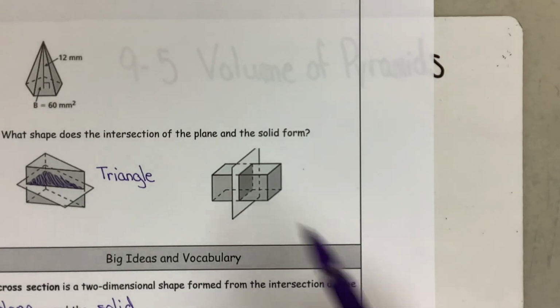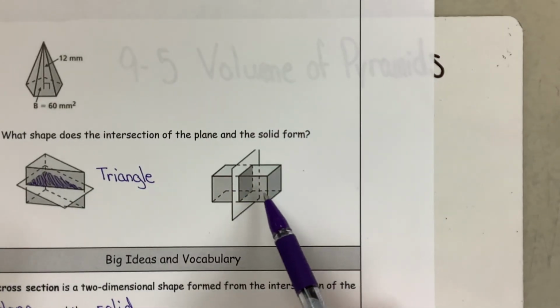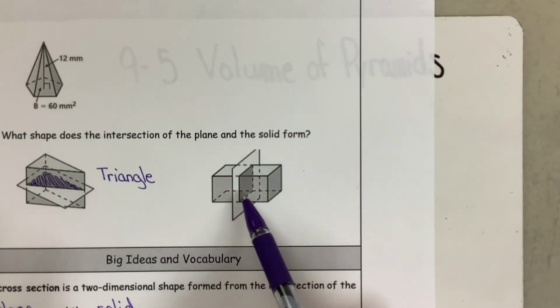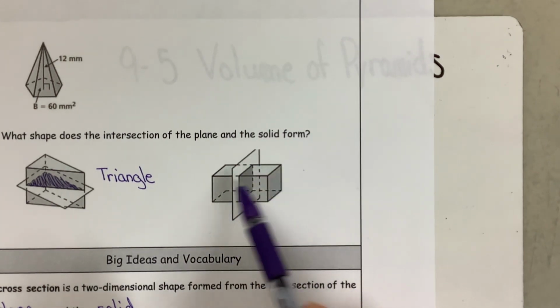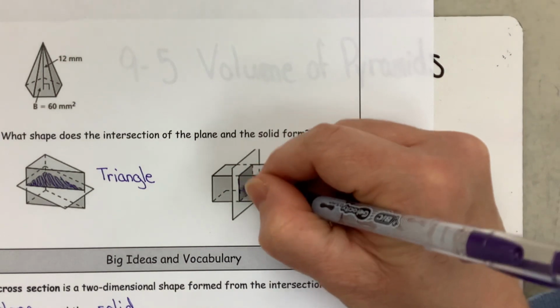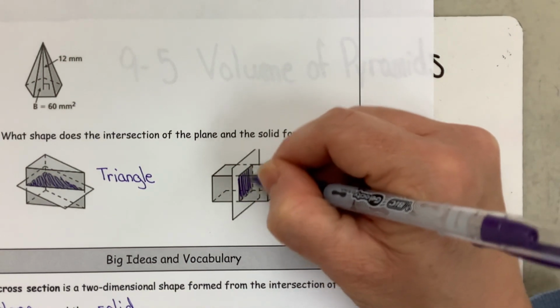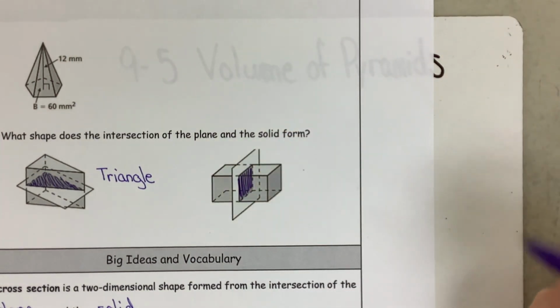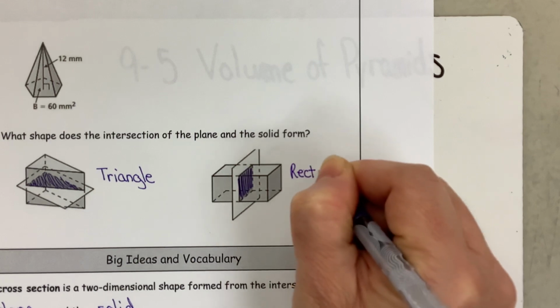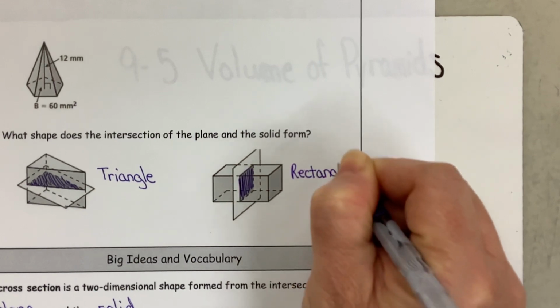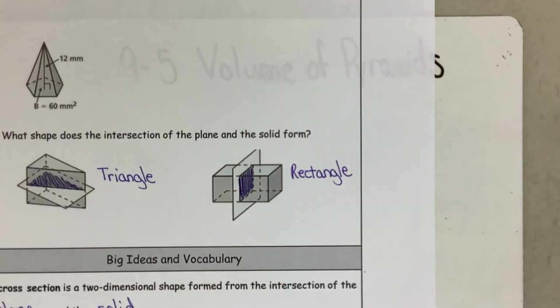Here's another one. So we have like an eraser or a tissue box, and we're cutting it in half with our plane. So here's our plane, here's our 3D shape. We can see that when we do that, we are left with this figure. You might say a square, but it's probably safer to call it a rectangle, seeing that we don't know if the sides are equal. Okay? So that is what is known as cross-section.